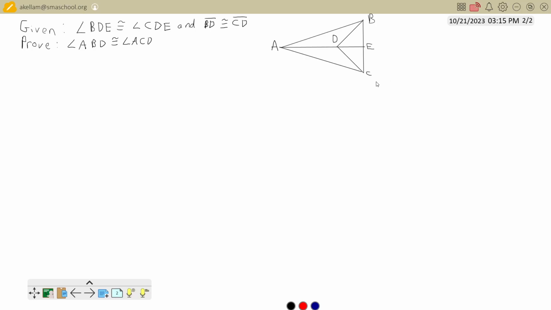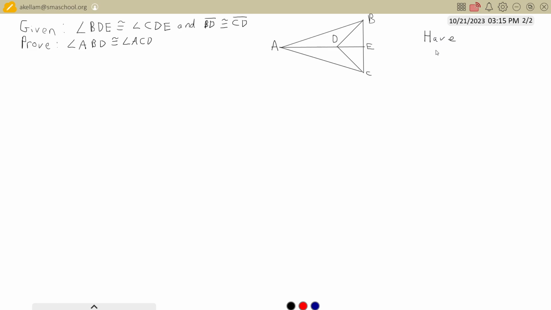Hello, everybody. One of my students asked if I could go through and discuss the flow of a proof. So that is what we are going to attempt to do today. Now, the first thing is, let's talk about what we have.